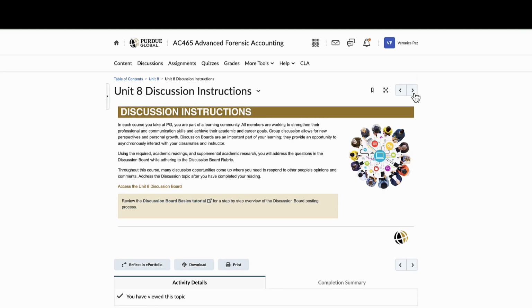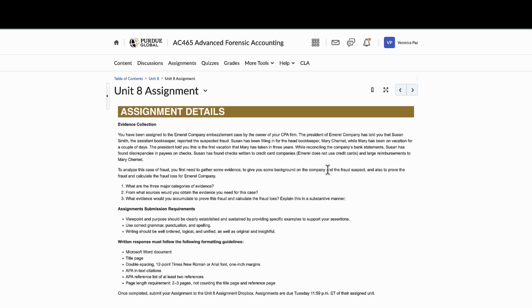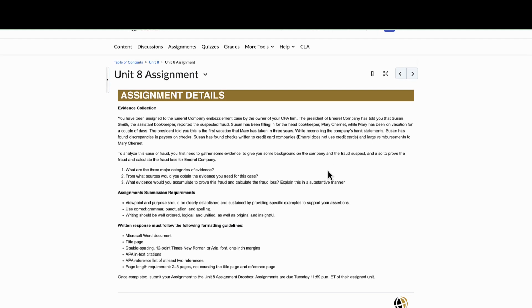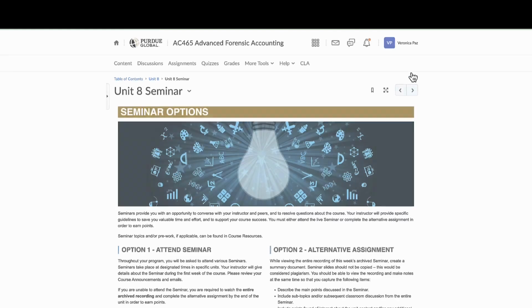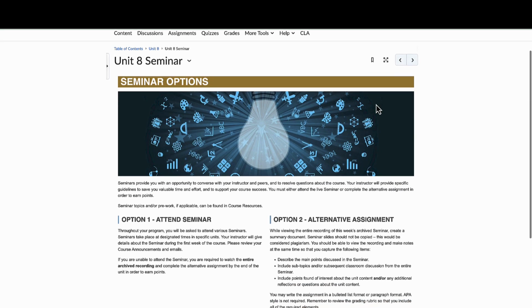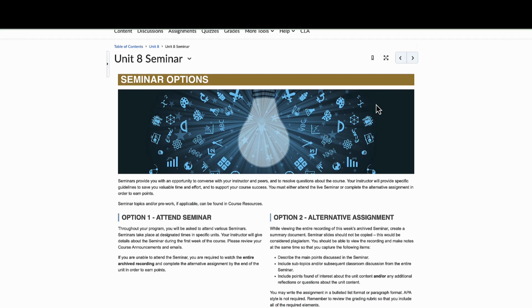After you complete the Unit 8 readings, you will move on to the discussion, and you can access the discussion board here. And then we also have our Unit 8 assignment, which will cover evidence collection, and you're going to be assigned an embezzlement case. And we will discuss this further in our seminar. And here you have the options. I look forward to all of you attending our seminar at our regular date and time. But as always, you have the alternative assignment as well.